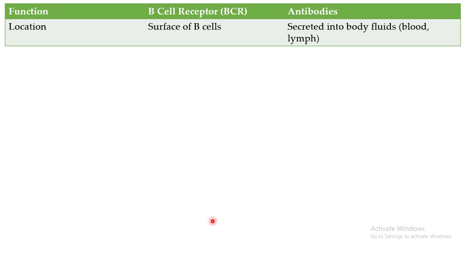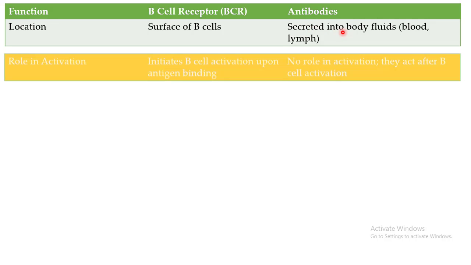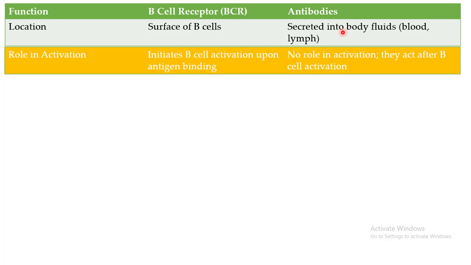If you talk about their location, the B cell receptors are present on the surface of the B cells. The antibodies are secreted into the body fluids like the blood and the lymph. And as I've told you, the major reason is the absence of the transmembrane domain in the antibody. Therefore, they are secreted.